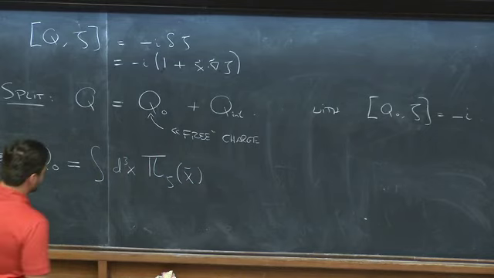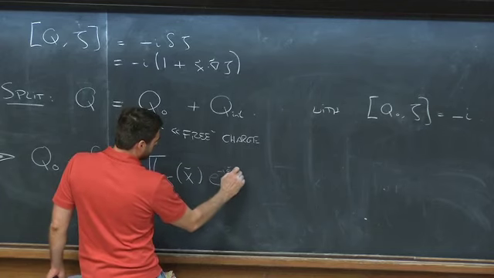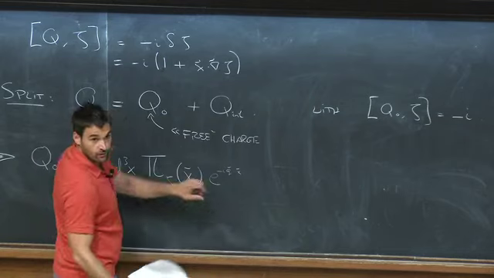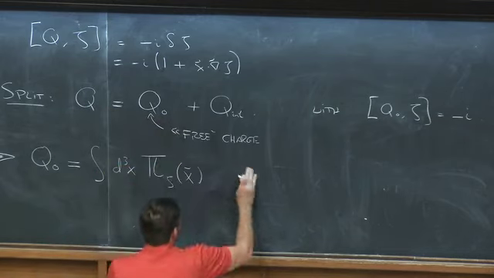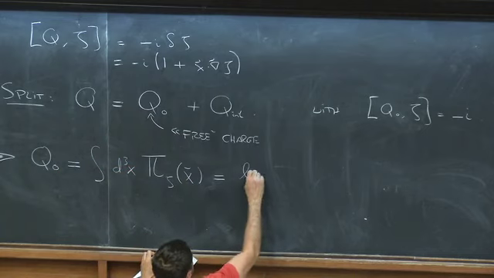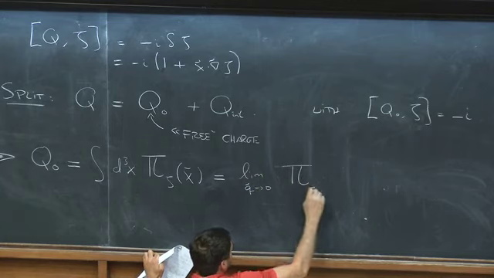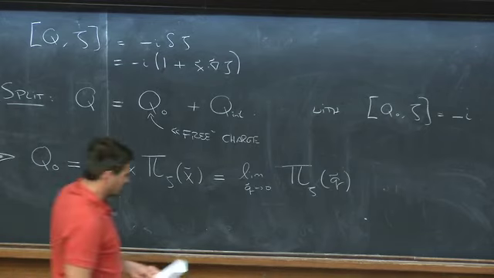Equivalently, I can think of this as a limit. If I were to put an e to the i q dot x here, I can think of this as the limit as q goes to 0 of the Fourier transform of the conjugate momentum. So this is equivalently the limit as q goes to 0 of pi zeta of q. It's the zero momentum limit of the conjugate momentum.